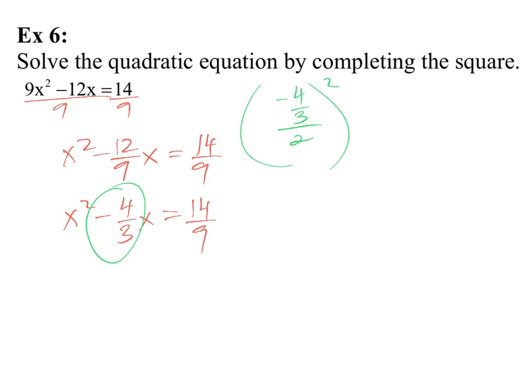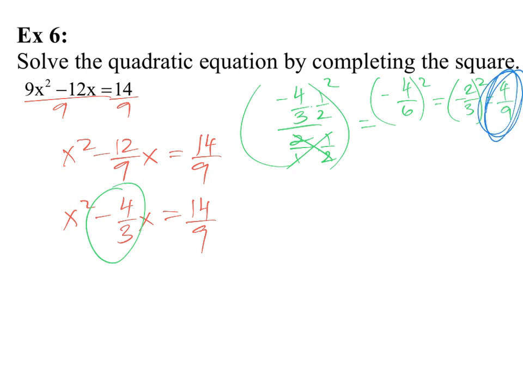All right, when I'm dividing by 2, how does that work? Well, I'll just convert this into a fraction, then multiply by the reciprocal, top and bottom. All right, it's easy as that. So I get -4/6 squared, or -2/3 squared, which is 4/9. All right, so that's the key value that I'll be adding to both sides of the equation. x squared minus 4/3 x plus 4/9 is equal to 14/9 plus 4/9.